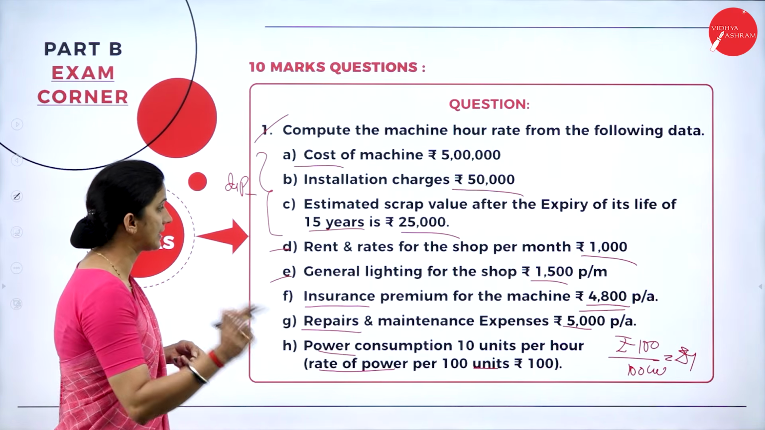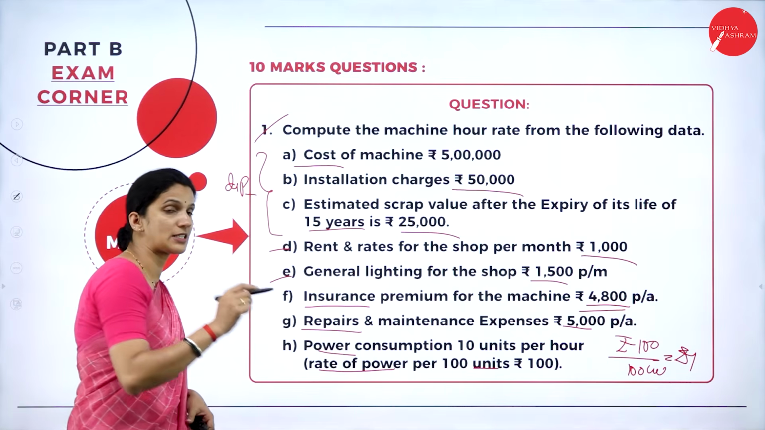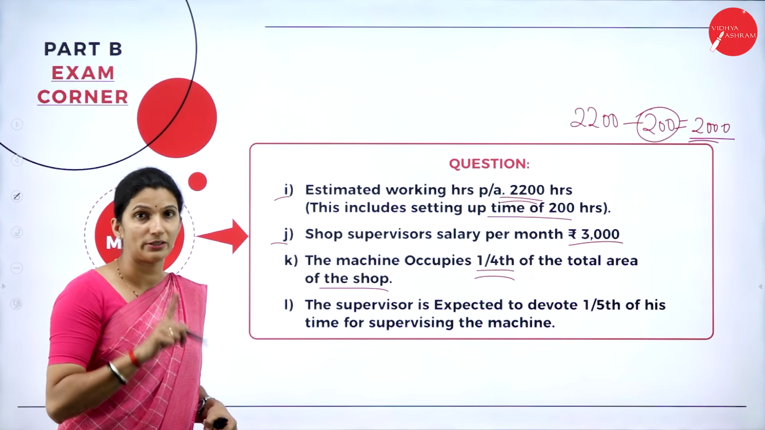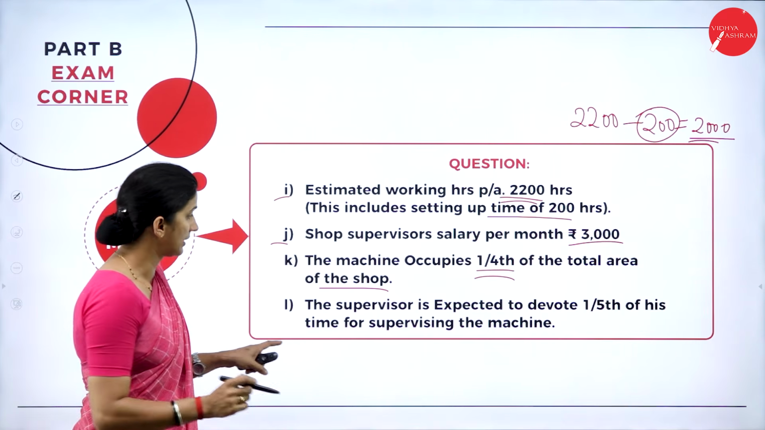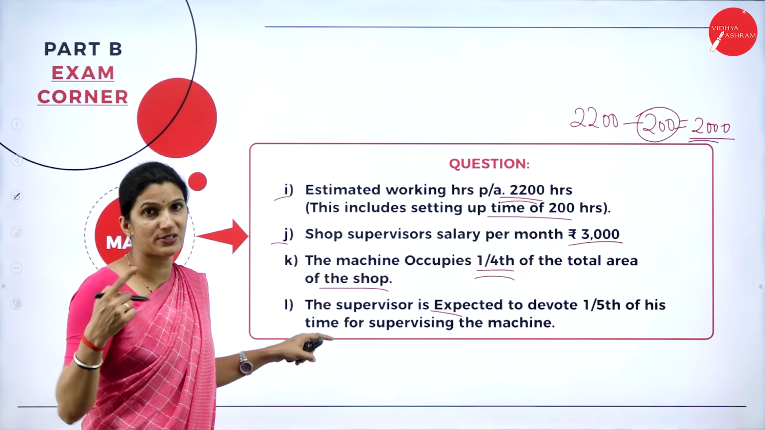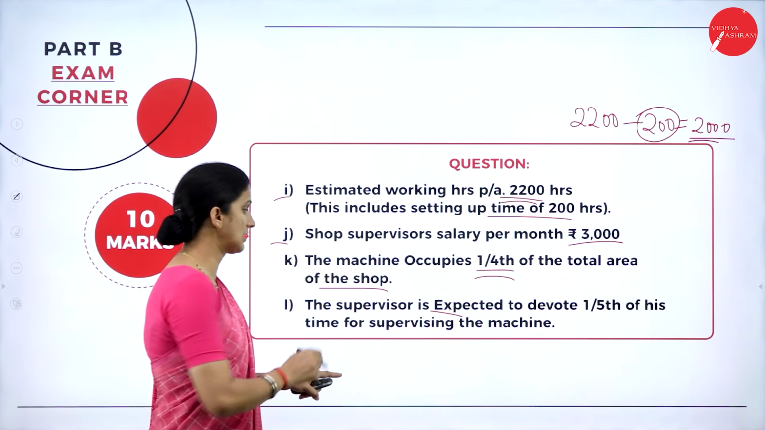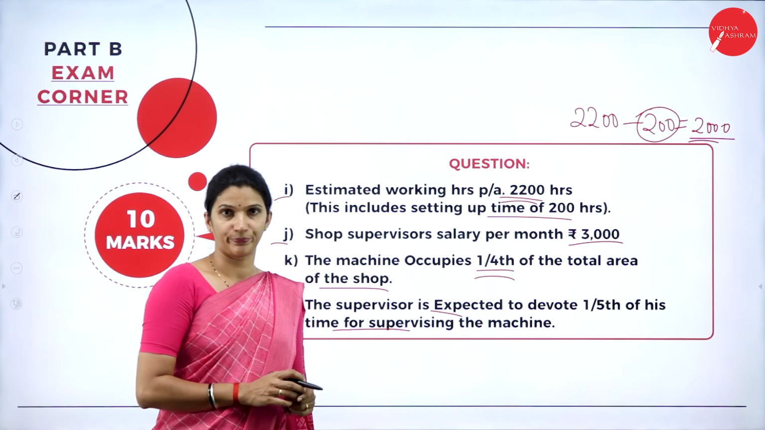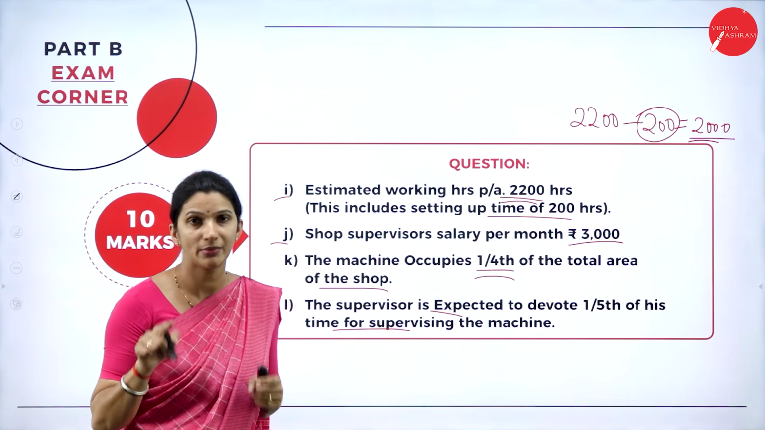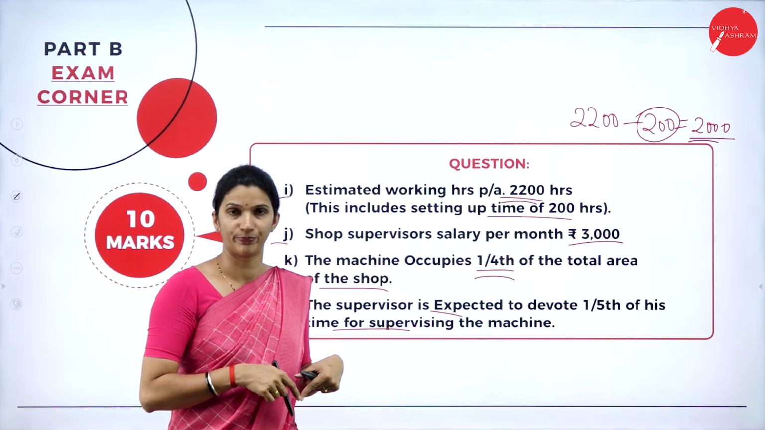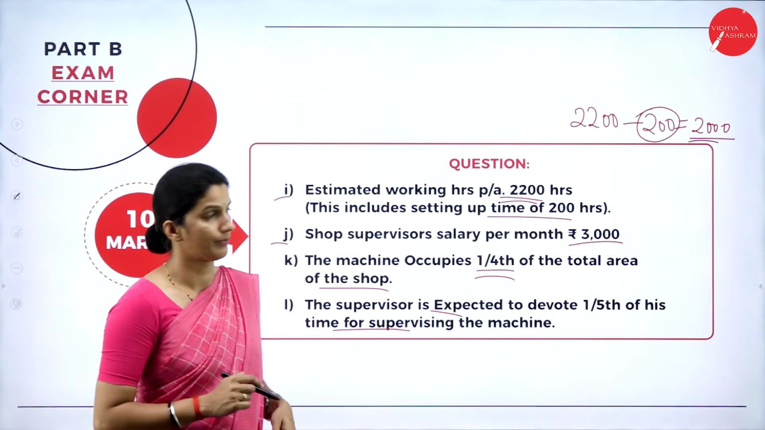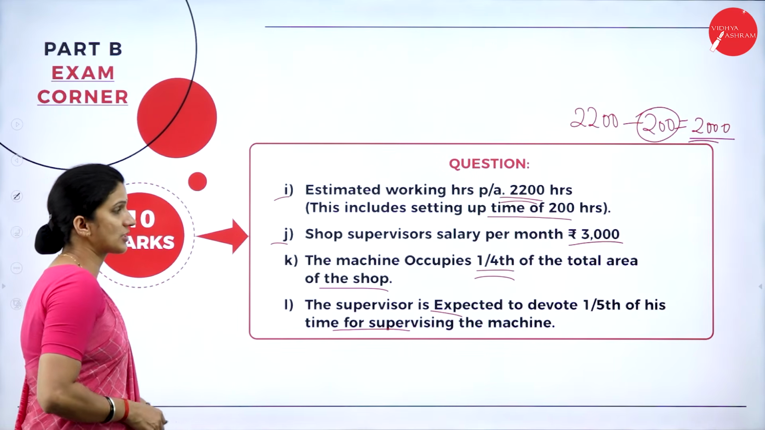So that means your rent, your lighting, everything, it is paid for the whole shop. So in that, what is the cost or what is the rent of one machine that we need to take? Next, the supervisor is expected to devote 1/5 of his time towards this machine, that is supervising this machine. So in the total supervising charges, only 1/5 of his time is devoted to this particular machine. So we will consider only 1/5 of your supervisor salary. So these are the questions that we have.